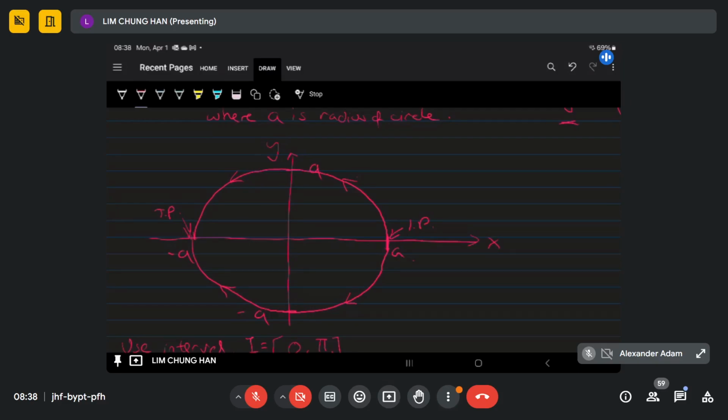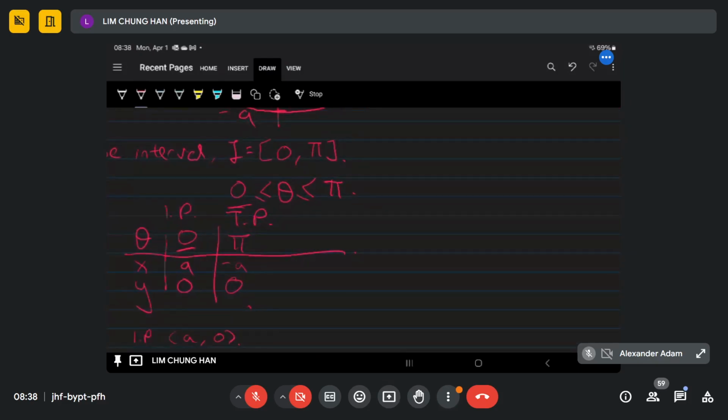Okay, the way you decide is you go back to the table. You find another point in the middle. Our theta goes from 0 to pi. Can we choose a value in between? Well, what's a good value in between to try? You can use pi over 2. Pi over 2 is in between, right? Yes. Okay. So when theta is pi over 2, what is x?